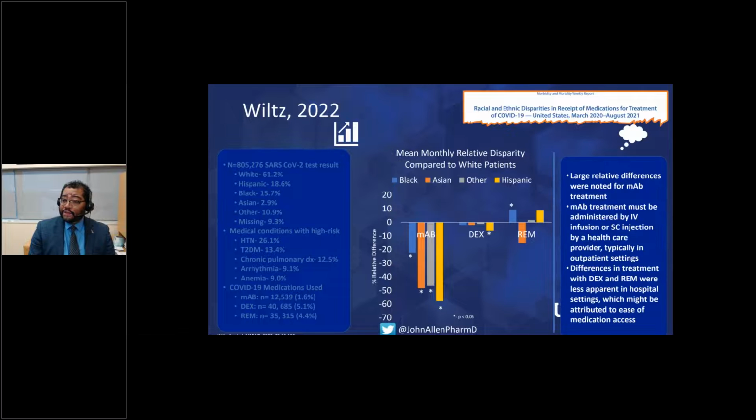Largely, you can see there weren't a large portion of disparities present in the utilization of those drugs. And so when we look at possible reasons for that, we know monoclonal antibodies need to be administered by a healthcare provider. And so access to care can be an issue. Lack of insurance can be an issue here as well. Differences in treatment with inpatient medications like dexamethasone and remdesivir were less apparent, but that can be attributed to the relative increased access to medications once you get to the hospital.